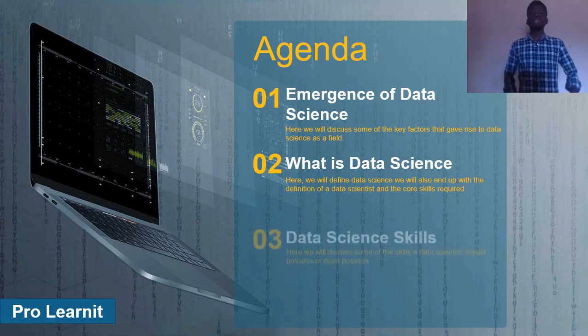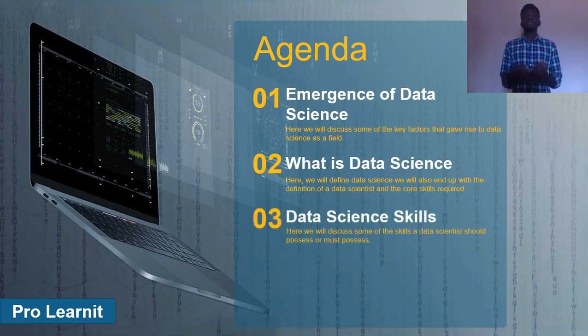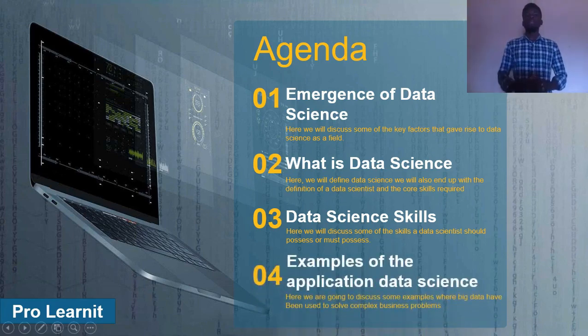The next thing we're going to be discussing is the data science skills that are required. For you to be called a data scientist, there are some core skills that you must have, some basic requirements that you must have, and these are some of the skills we're going to be discussing in this video. The last thing we're going to discuss is examples where data science has been applied and where it worked.